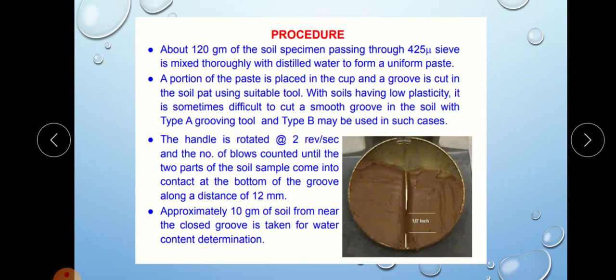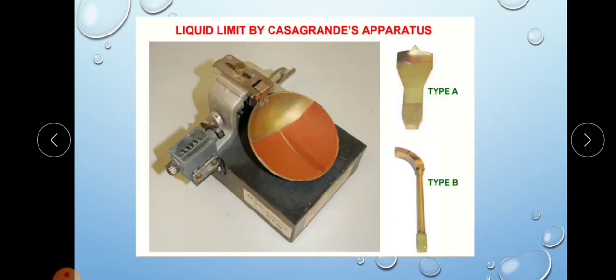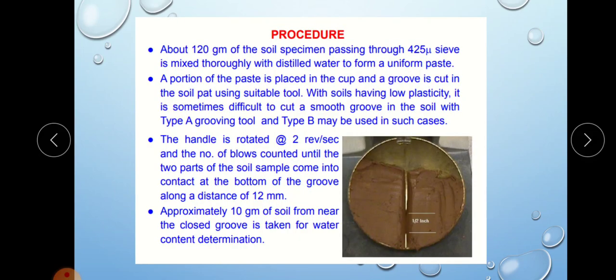With soil having low plasticity, it is sometimes difficult to cut a smooth groove in the soil with the type A grooving tool, and in that case type B may be used. This is type A and this is type B. Okay, so based upon the plasticity, we can choose the type of grooving tool.